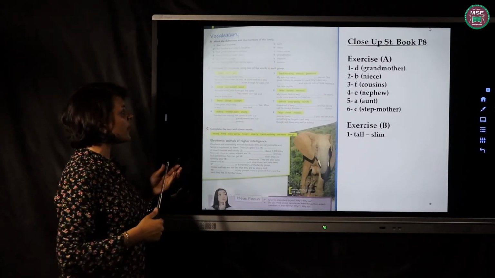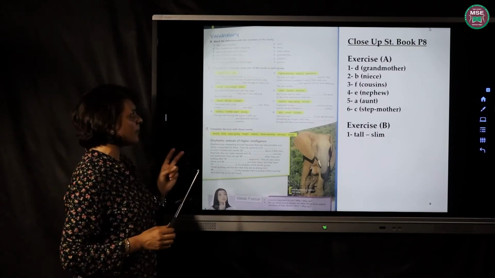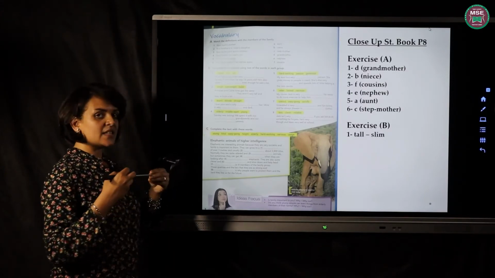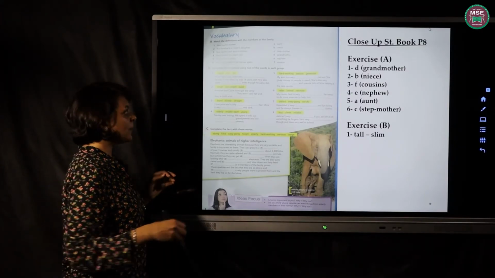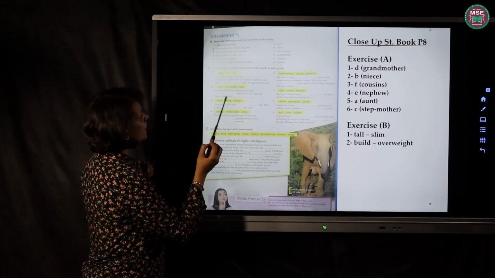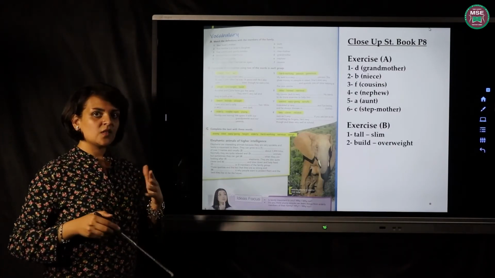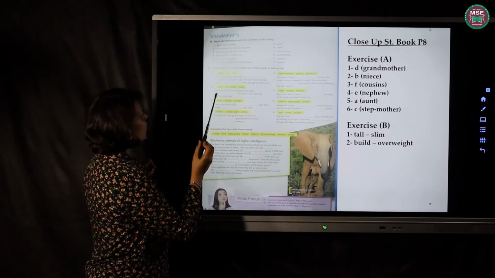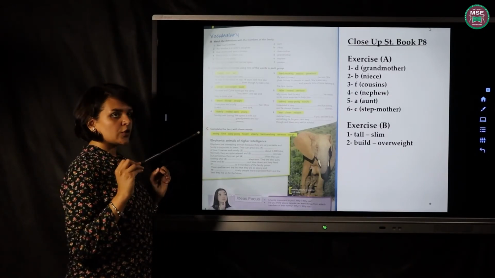Two, Annabelle and Claire have got the same what? They aren't very tall and they are both a bit what? They have the same shape. Shape here means build. And the second one, they are both a bit overweight. Weigh is a verb, so it's not a description.